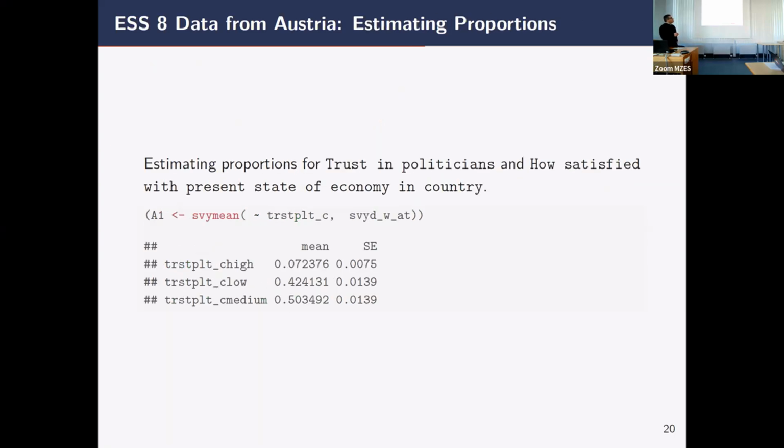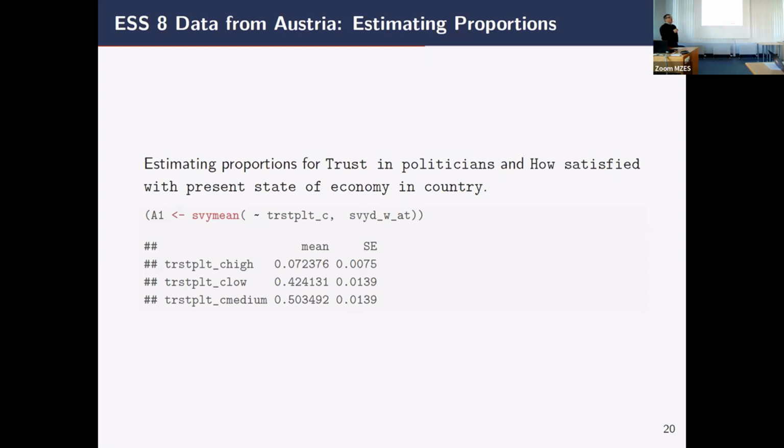And now I'm just estimating the mean of this variable, trust in politicians. I also recoded that in the code before. And this is simply the means, and that's how the output looks like from the survey package. So we have the point estimates.